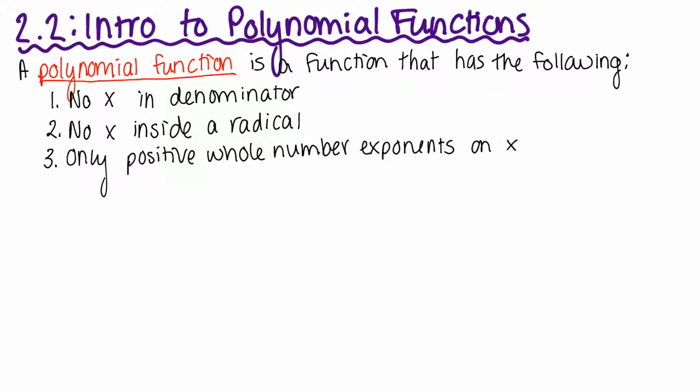So the first property, there's no x in the denominator. The second property, there's no x inside of a radical. And then the third property, there's only positive whole number exponents on x.